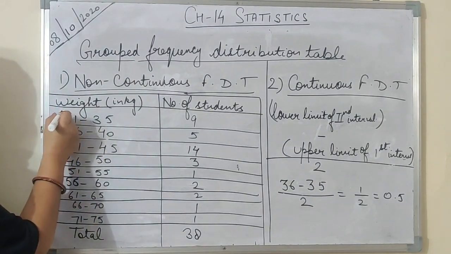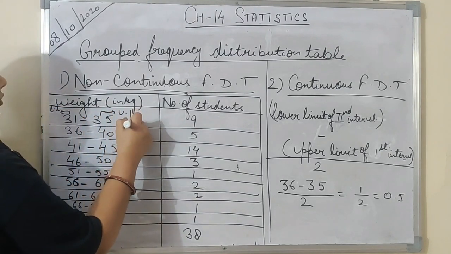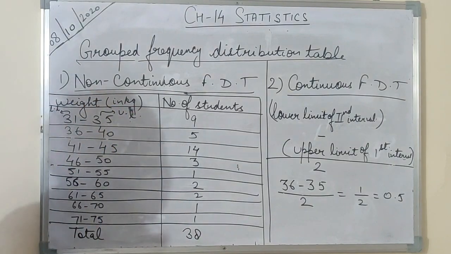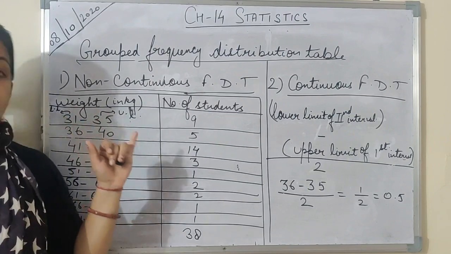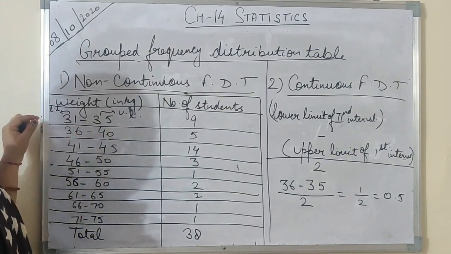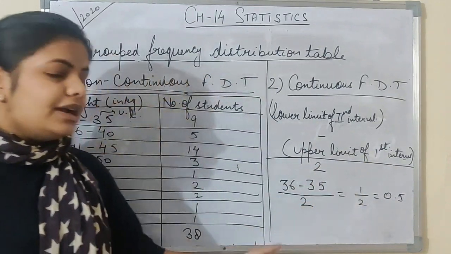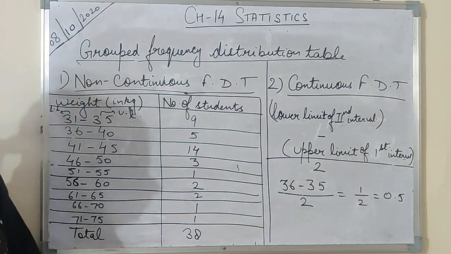Again I am telling here, this is lower limit and this is upper limit. For this you have to observe or listen to the previous lecture, then only it will be clear which is lower and which is upper. So the formula is lower limit of second minus upper limit of first divided by 2. That's what I have done and I have got the answer as 0.5.